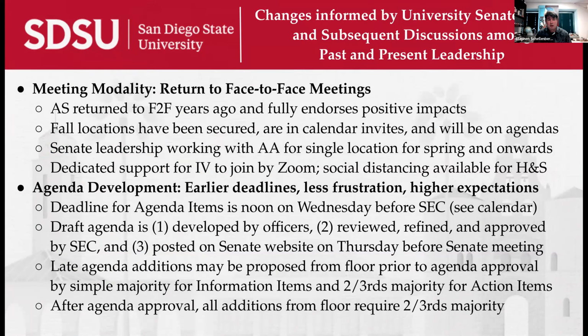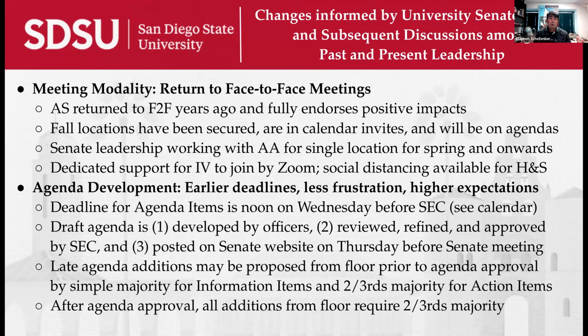There are only 8 meetings per year. The fall locations have been secured. They're in the calendar invites, and they'll also be on the agendas. The first meeting is probably the least efficient room, but it was what we could get, and that will be the Student Union Theater. All the rest of the rooms are large classrooms. The reason why we're jumping around is that we've outgrown AL 101. We no longer fit in there as a body.